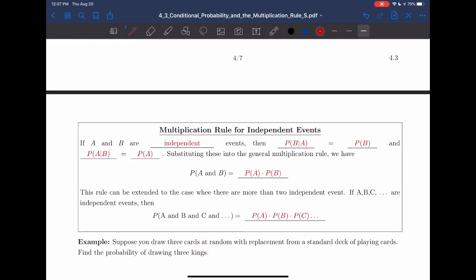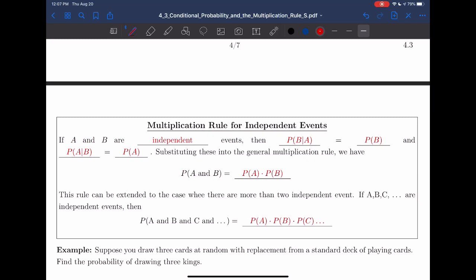So the multiplication rule for independent events, so let's say A and B are independent events. The multiplication rule actually changes a little bit. If you want to find the probability of A and B, and you know that A and B are independent, this is just going to be the probability of A times the probability of B. And it goes with the extension of this. So if you want to find the probability of A and B and C and so on, this is just the same as the probability of A times the probability of B times the probability of C. But why does this happen?